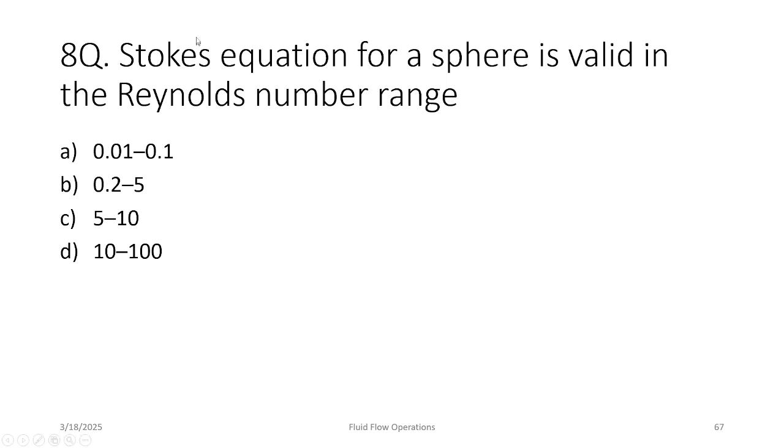Coming to the eighth question: Stokes equation for a sphere is valid in the Reynolds number range of 0.01 to 0.1, 0.2 to 0.25, 0.5 to 10, or 10 to 100. So that would be 0.2 to 0.25.